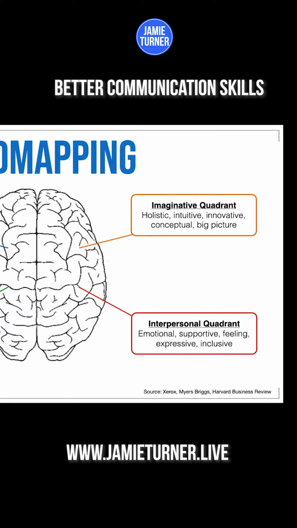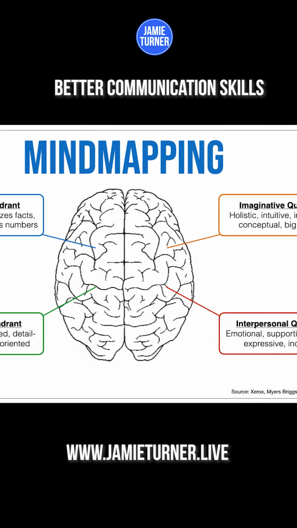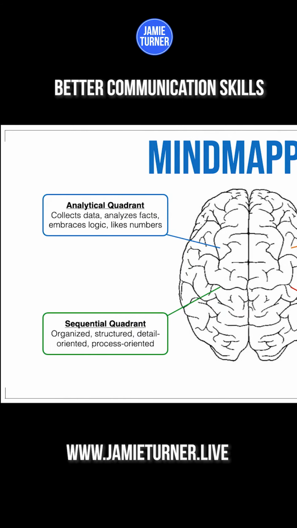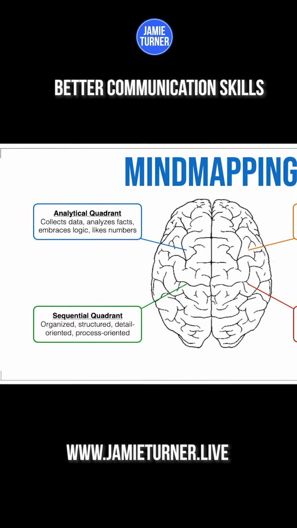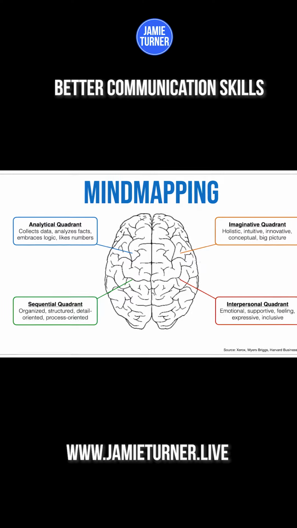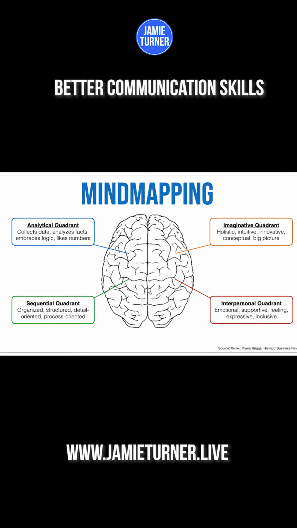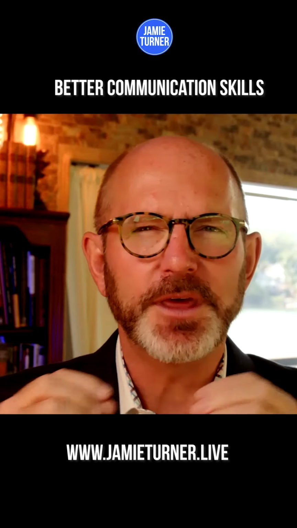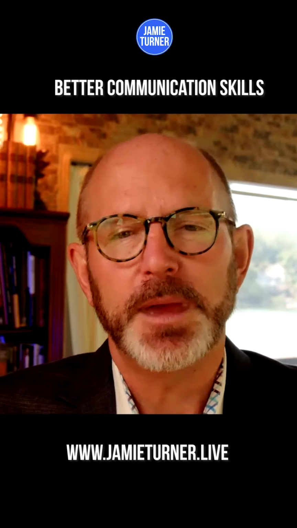Bottom right is the interpersonal quadrant. These are people who are emotional, supportive, feeling, expressive, and inclusive. And then in the bottom left is the sequential quadrant. These are people who are organized, structured, detail-oriented, and process-oriented. If you understand the person you're working with and use this as a model to help you figure out how they view the world, it'll help you connect with them and build a bridge to them.